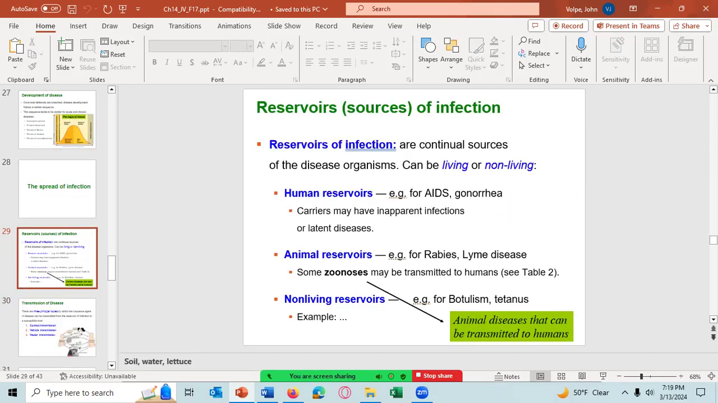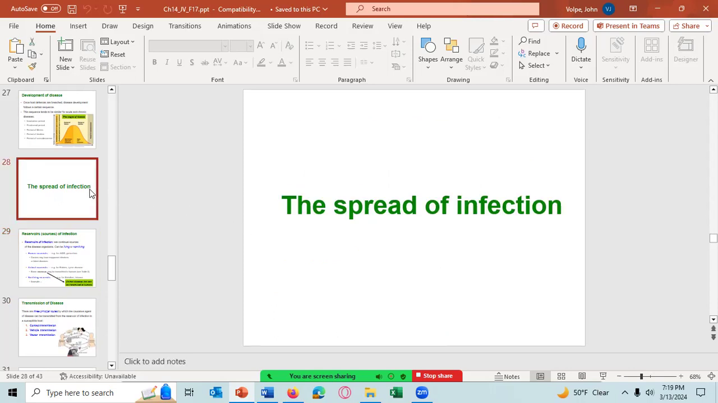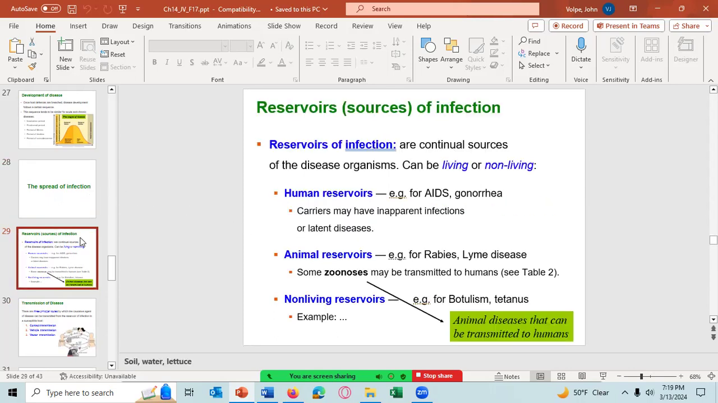All right, you should know about the spread of infection. And that is a pathogen has to come from a reservoir of infection. There are three types of reservoirs: human reservoirs, animal reservoirs, and then non-living reservoirs.